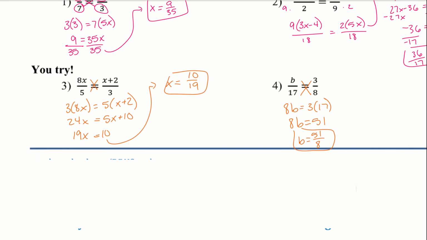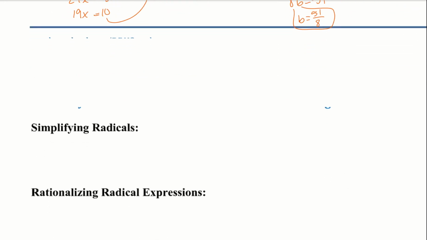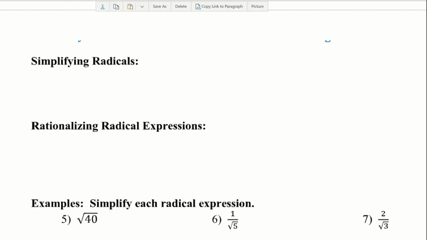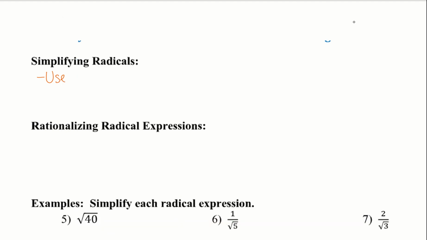Alright, let's go ahead and move forward to radicals now. That was the end of proportions. So for simplifying radicals, we're going to use a factor tree. That's what we're going to be using the most: use a factor tree.